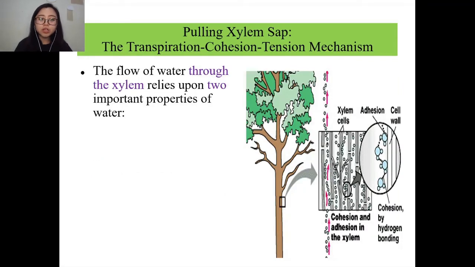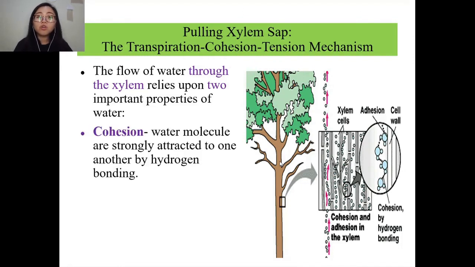The flow of water through the xylem will rely on two important properties of water. How is it able to pull the water? Because water has this property of cohesion. Ini daripada chapter 1 lagi yang kita belajar sem lepas. Cohesion is when water molecules are strongly attracted to one another by hydrogen bonding. Kalau kamu tengok di diagram sebelah sini, that cohesion is what I color as the yellow thing. Okay, so tengok lagi. That yellow part is cohesion between water molecules.